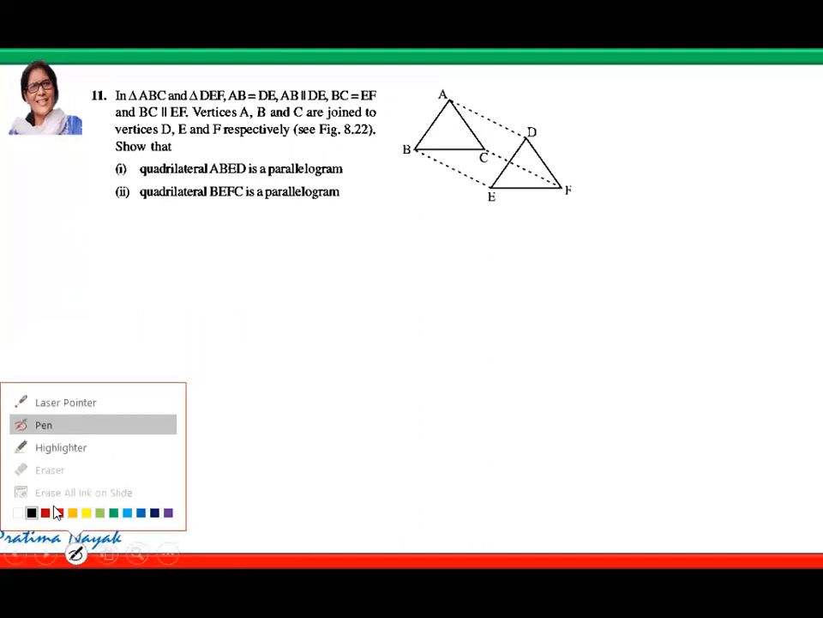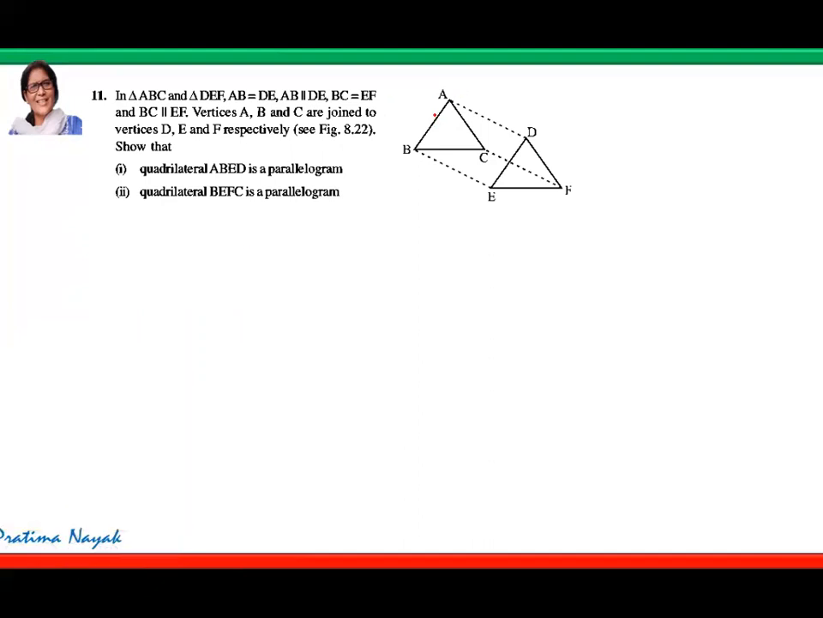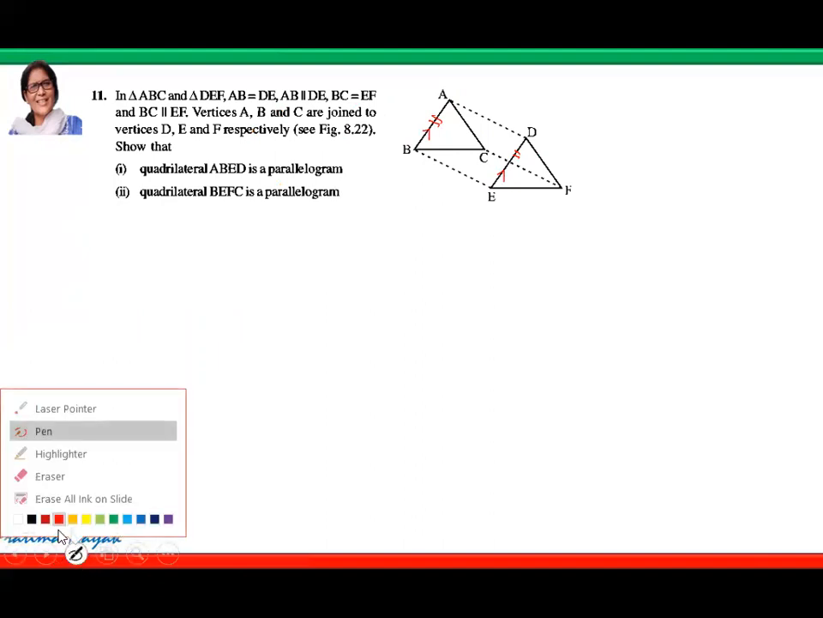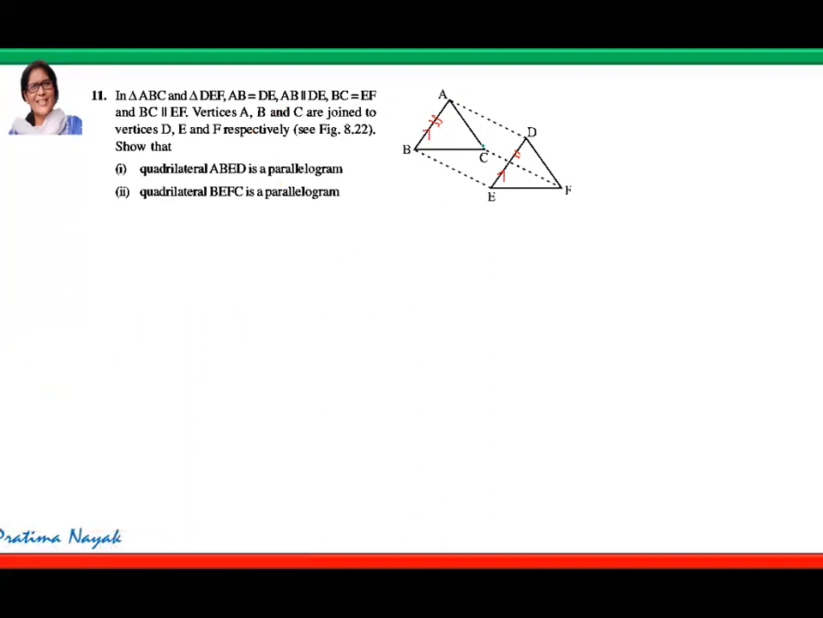Then what is given? Given that AB is equal to DE and AB is parallel to DE. In the same way, what else is given? It is given that BC is equal to EF, and BC is also parallel to EF. They are joined in this way, D, E, F respectively.